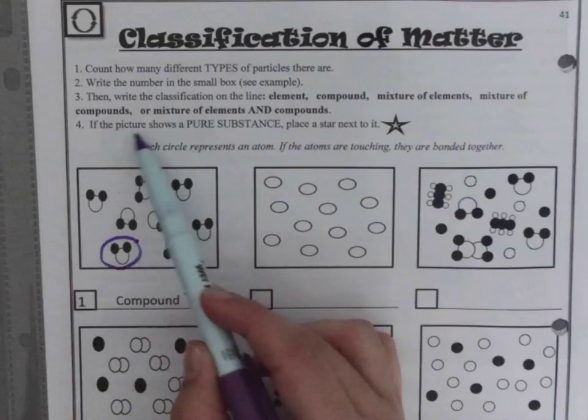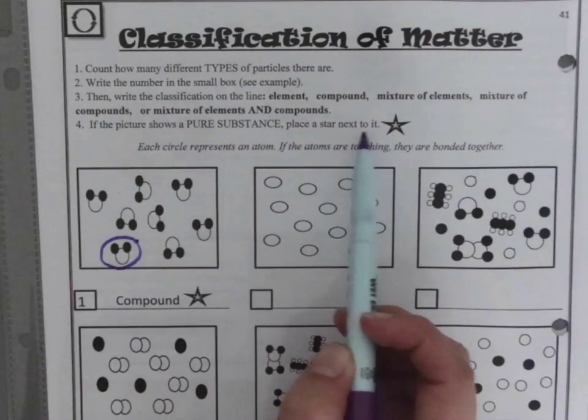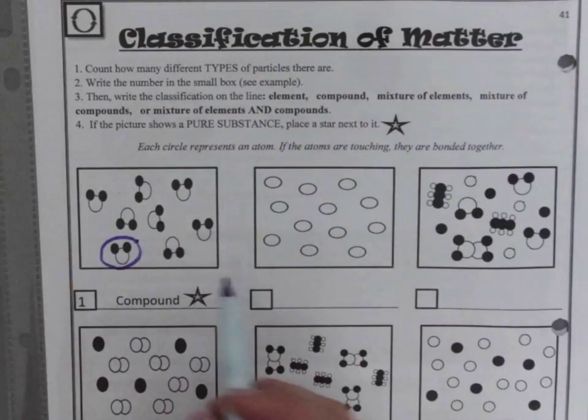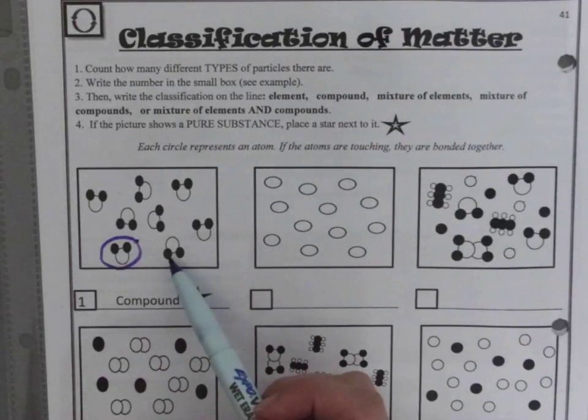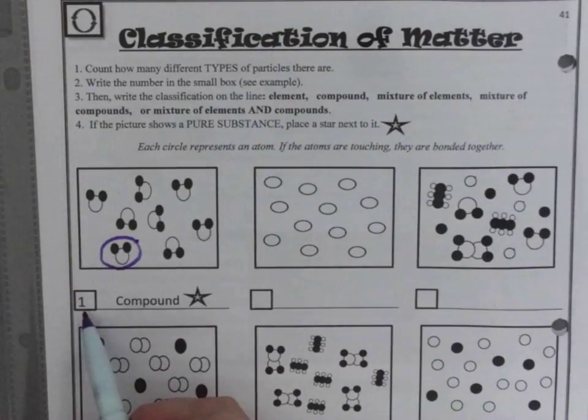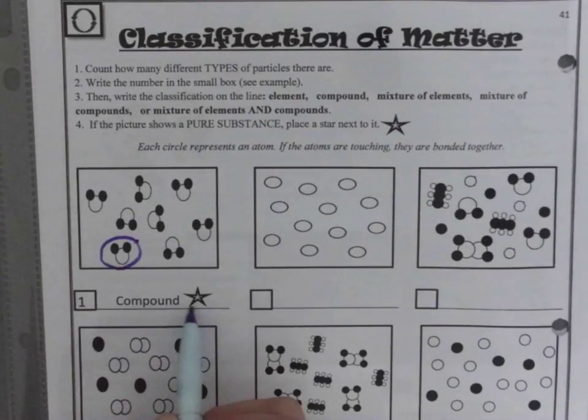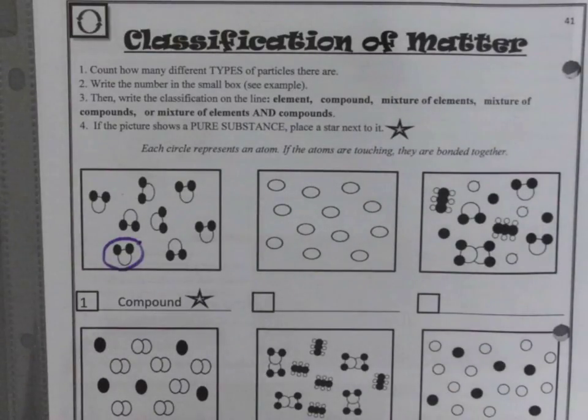The last step, if the picture shows a pure substance, you're going to place a star next to it. From our notes, we know that a compound is a pure substance. If you're unsure, you want to look at how many types of particles there are. Pure substances only have 1 type of particle. So for our first one, 1 particle type, it's a compound, and the star means it's a pure substance. You're going to continue with the rest of the examples on the worksheet, and when you're done, you're going to flip over to the next page.